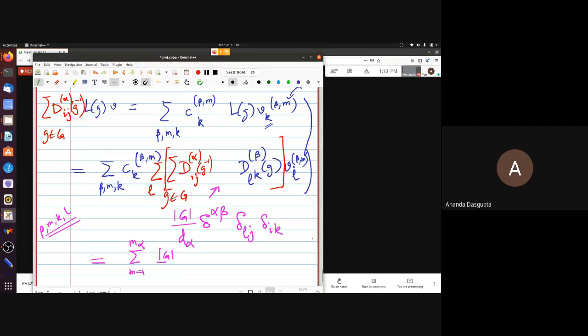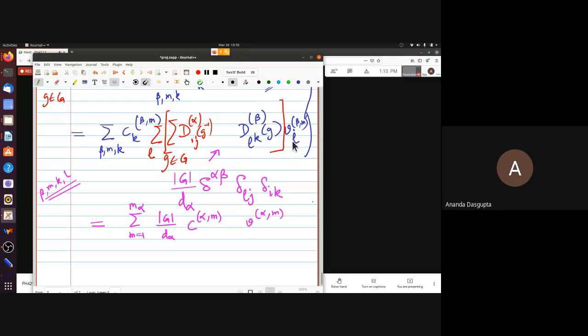So what will the sum be? It will be mod G by D alpha. What the delta alpha beta will do, when you're summing up over beta, is that all the betas will become alpha. So you get C alpha here. M you're not summing up over anyway. And V alpha M. And what happens to the indices? This L becomes what? J. And what happens to this K? I. Okay, so that's it really.